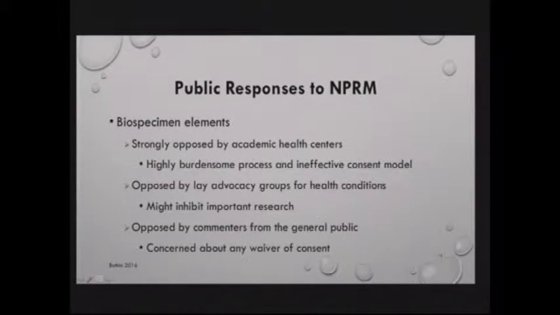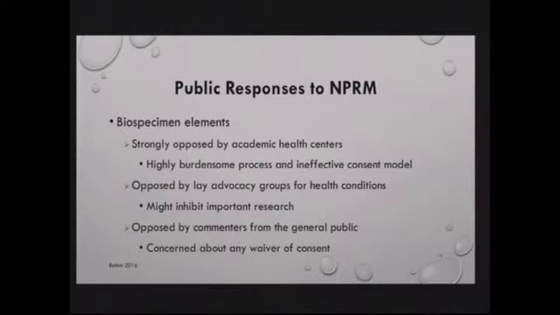So what have the public responses been to the NPRM? In short, for the most part, the biospecimen criteria were strongly opposed by the academic community. Folks felt that the broad consent approach was meaningless in terms of truly informed consent and a significant barrier and expensive process to maintain. Opposed to a significant extent by the lay advocacy community, too. Those folks who are disease advocates, many of them felt that this also was an inhibition for the conduct of important research. But on the other side, folks who took the time to comment from the general public also were concerned about the new criteria because they didn't want any waiver of consent feasible. So opposed by pretty much everybody, but for polar opposite reasons.